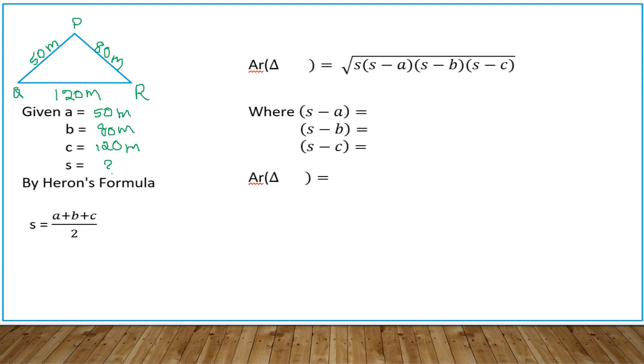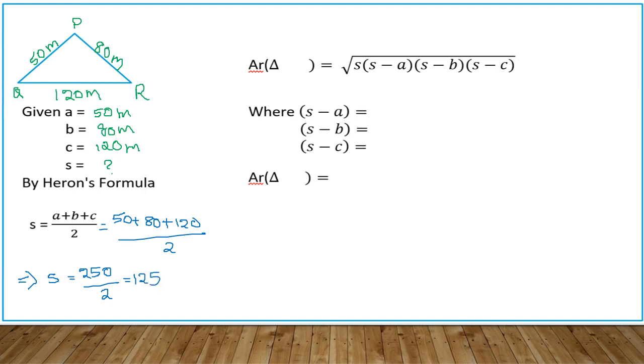Now, we have to calculate the value of s. So s here is equal to, we'll substitute these values here. This is 50 plus 80 plus 120 by 2. This implies that s value is equal to 250 by 2, that is equal to 125. Now you got the s value, right?